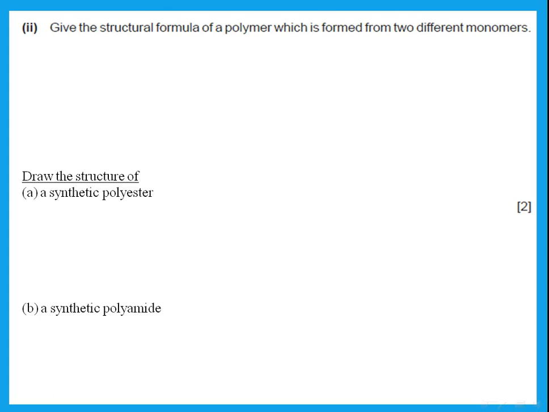Okay, give the structural formula of a polymer which is formed from 2 different monomers. Remember that we were talking about polymers and we said there are 2 types of polymers. All the polymers that we have discussed so far are addition polymers. But then there was something else called condensation polymer, and condensation polymers were made from 2 different monomers that had active groups on both ends. So here, when he's not specifying, remember that we had 2 types of condensation polymers. We had polyester and polyamide. Here he's not specifying any one of them, so you can draw any one of them.